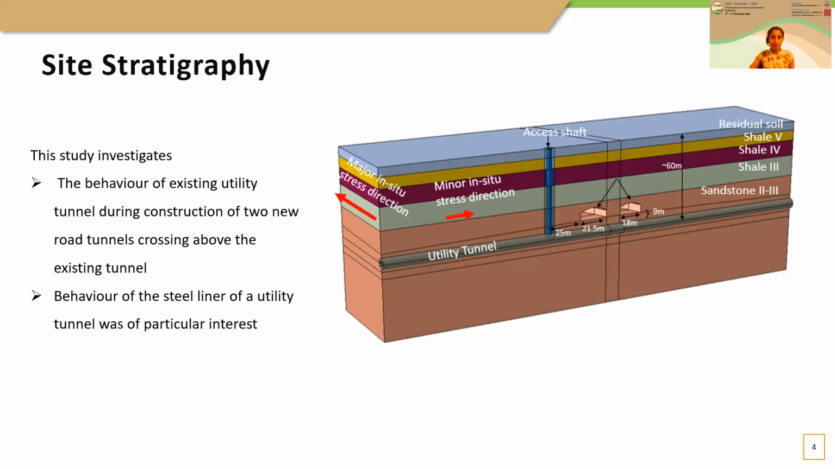The tunnel of interest in our study was an existing utility tunnel which carries water at high pressure. The pressure head inside the tunnel is about 60 meters head. There are 2 road tunnels proposed to be constructed crossing above this utility tunnel. The road tunnels are about 20 meters in width, and the clearance between the utility tunnel and the road tunnels is about 9 meters.